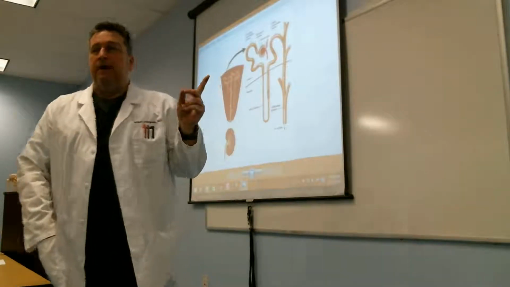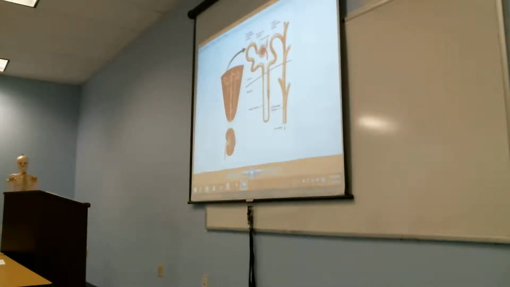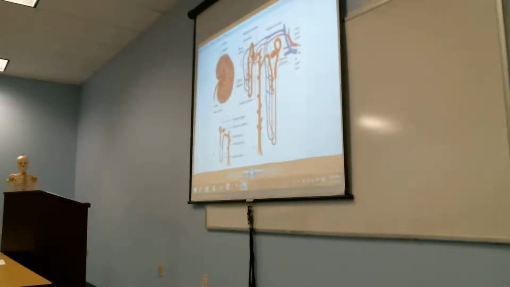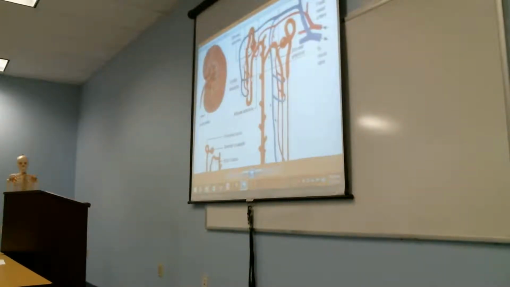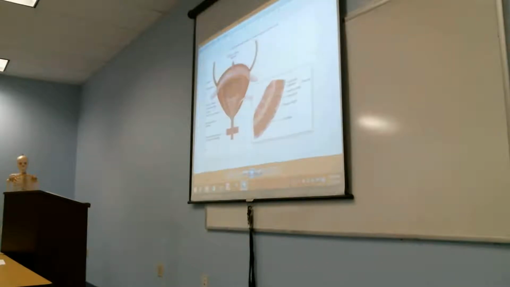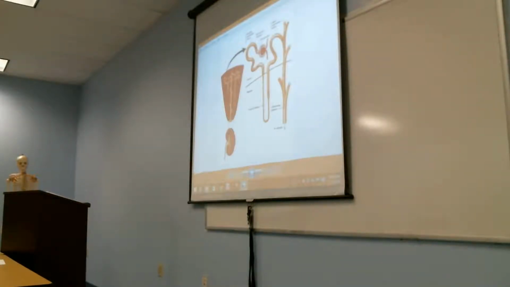Now, here's where it starts to get a little tricky. Because remember, I said we filtered out waste products, but we also filtered out some stuff that we want. So if we just go back a picture here, I want you to look at the afferent arteriole coming into the Bowman's capsule. Inside it's going to branch off into that glomerulus, and then it comes back out as the efferent arteriole. But notice what it does. It wraps around that nephron. You see, we didn't see it in this picture. We didn't see it wrapping around here.